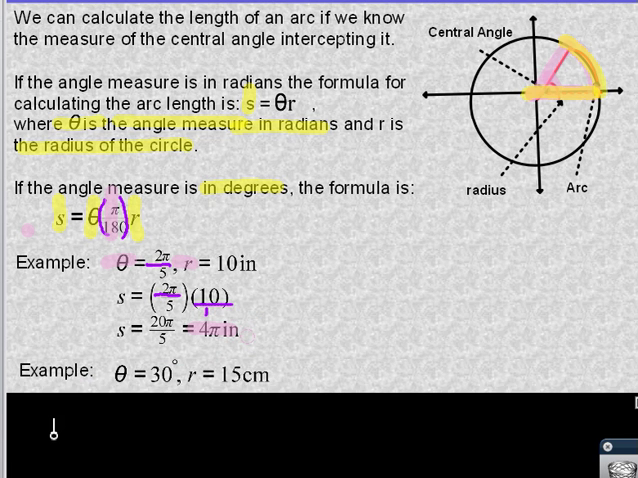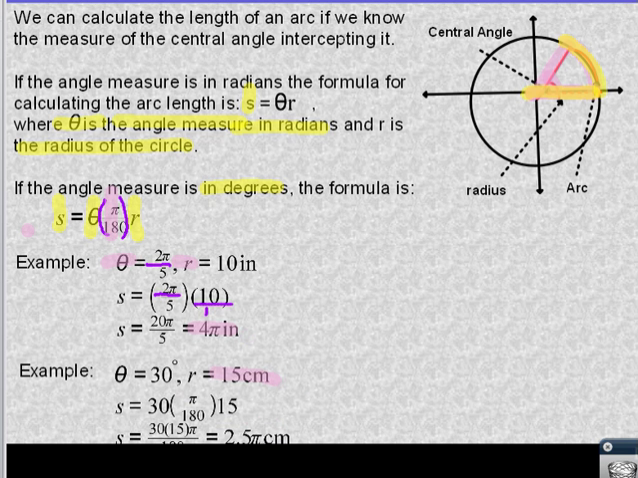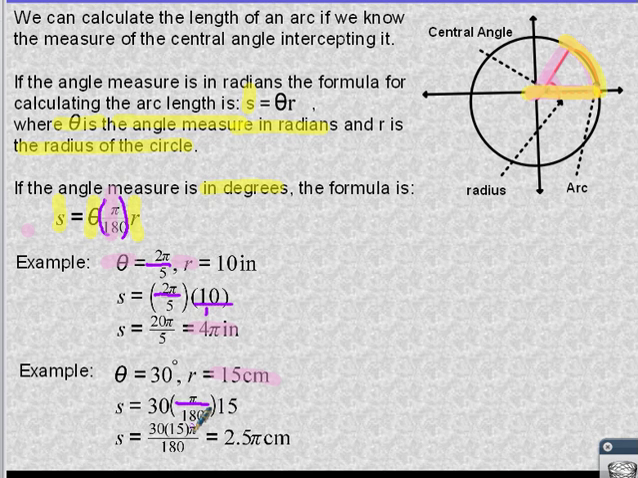Second example, I have my angle in degrees, 30 degrees and 15 centimeters is my radius. So I'm going to use the second formula. 30 times pi over 180 times 15. So I'm going to multiply all the tops together to get 30 times 15 times pi divided by 180, and that will give me 2.5 pi centimeters. If I asked you to round it to the nearest tenth, you would multiply pi by 2.5. Pretty simple and straightforward. You just have to know the formulas.